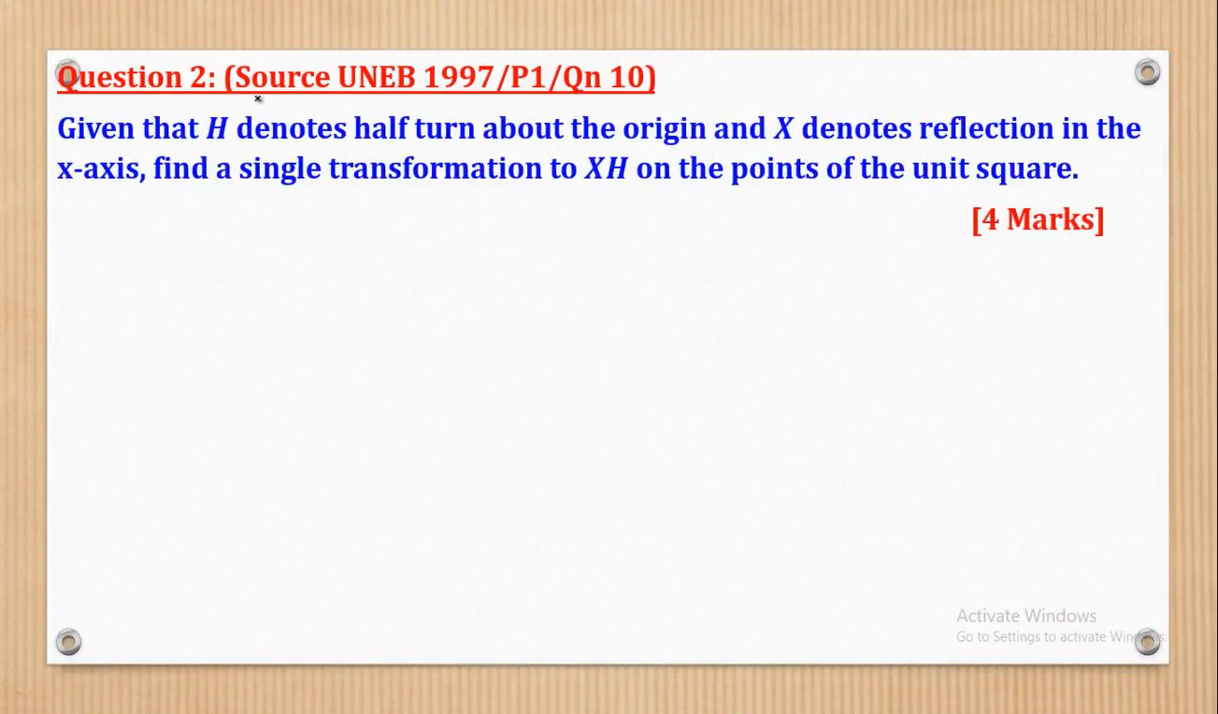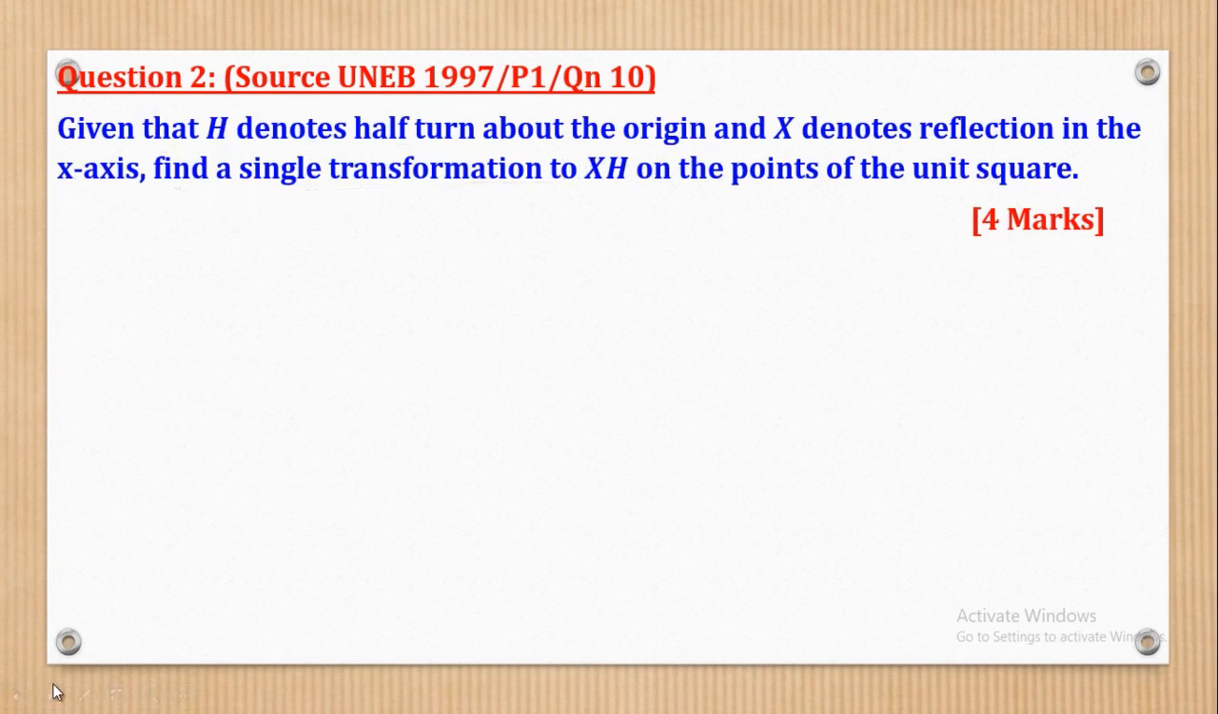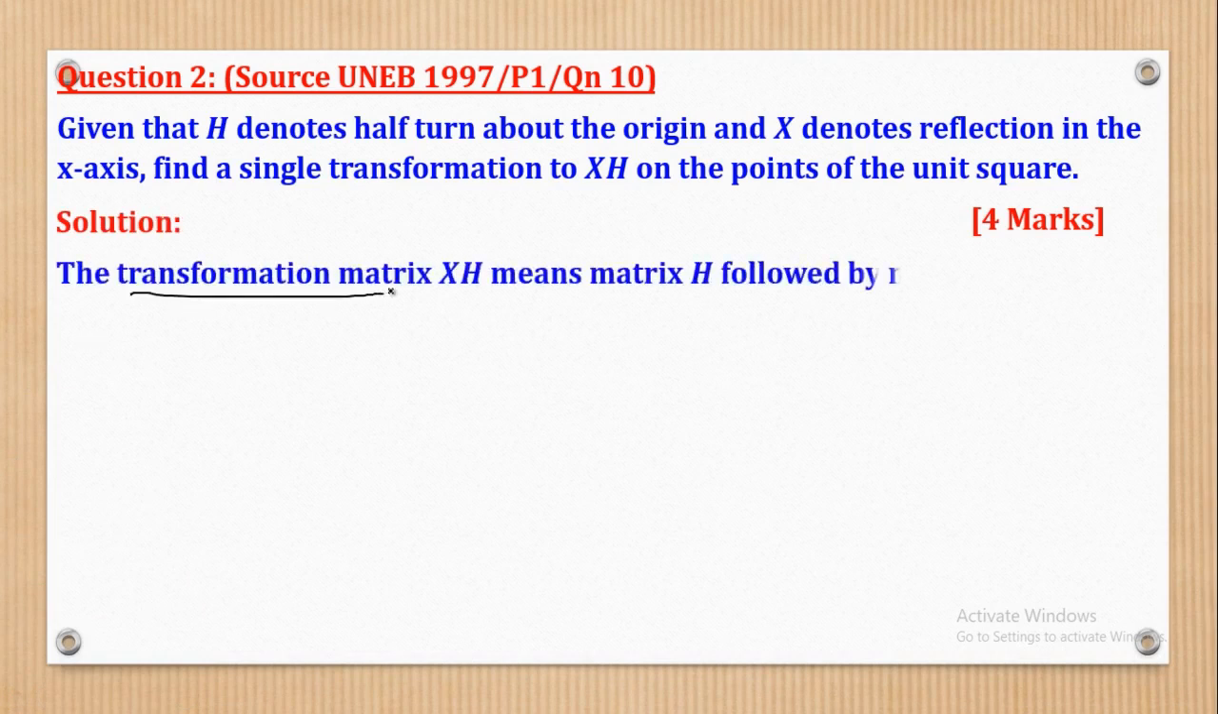Then question 2 came from UNEB 1997, paper 1, question 10, and says: given that H denotes half turn about the origin and X denotes reflection in the x-axis, find a single transformation equal to XH on the points of the unit square. So the transformation XH means that first becomes last and last becomes first, the same as H followed by X.